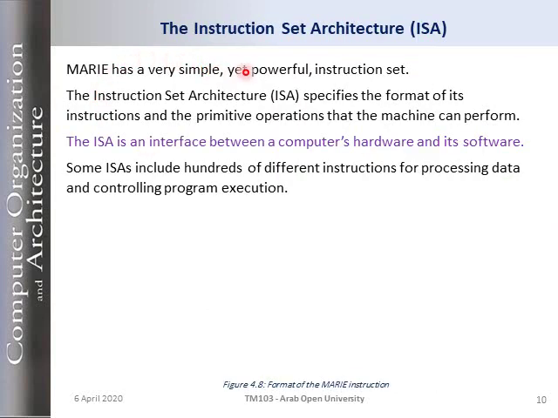Maria has a very simple yet powerful instruction set. So now we'll talk about the instruction set of Maria. Instruction set architecture: what are the commands available in the Maria simulator, and what can they do? The instruction set architecture, or in abbreviation ISA, specifies the format of its instructions and the primitive operations that the machine can perform. The ISA is an interface between computer hardware and software. It tells us what kind of operations this computer can do. It connects the hardware of the computer with the software of the computer.